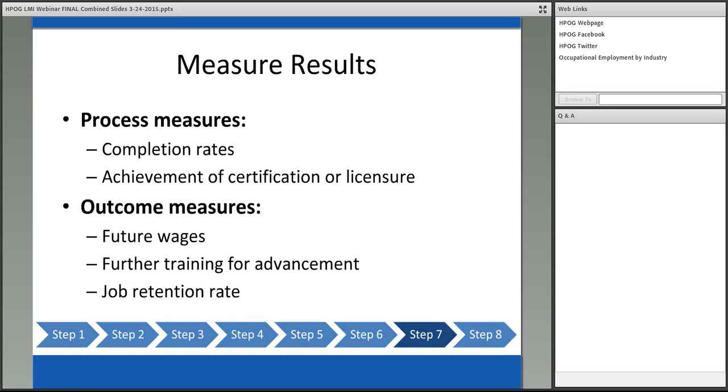But some other measures that may be of interest include outcome measures such as the wages that new graduates are able to get in their first job, what sort of additional training they take on after that first job, and then ultimately, what is their job retention rate like, and do they move around from job to job, or are they able to stay in a particular job over time? And with all of this information, programs can begin to develop a return on investment calculation or other measure that can be helpful for funding partners.